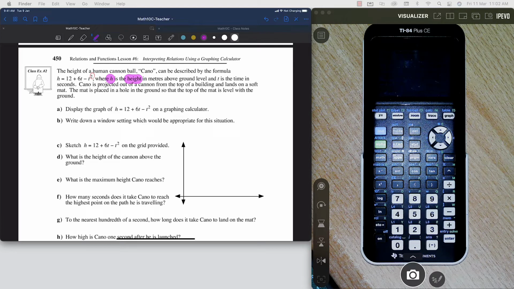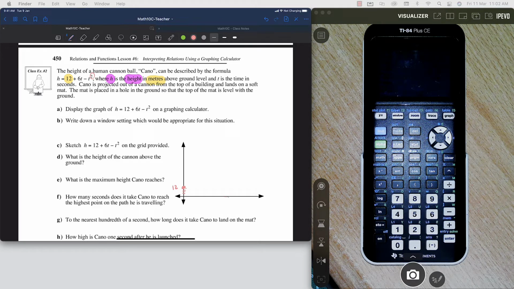So h is the height, it's in meters, so we're starting at 12 right there. That is our constant. So we're actually starting somewhere up here, and that would be at 12 meters. So the cannon that they're shooting this thing from is above the ground. It says it's on top of some building, and it lands on a mat in a hole in the ground. Okay, and the mat is level with the ground.